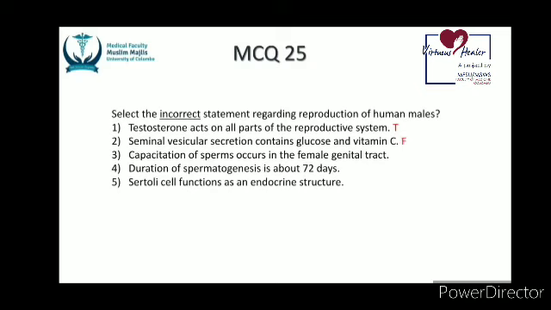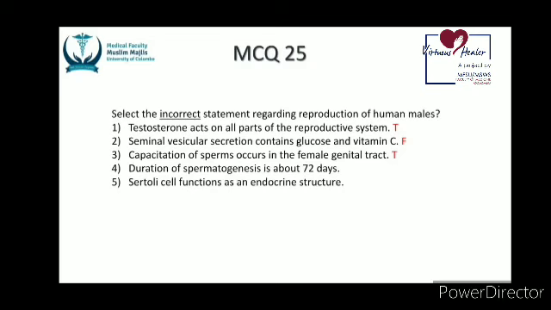Number 3. Capacitation of sperms occurs in the female genital tract. Now, what is capacitation? This is a physiological maturation process of the spermatozoa that occurs in the female genital tract, where these spermatozoa gain the ability to penetrate and fertilize the ovum. So, therefore, statement number 3 is true.